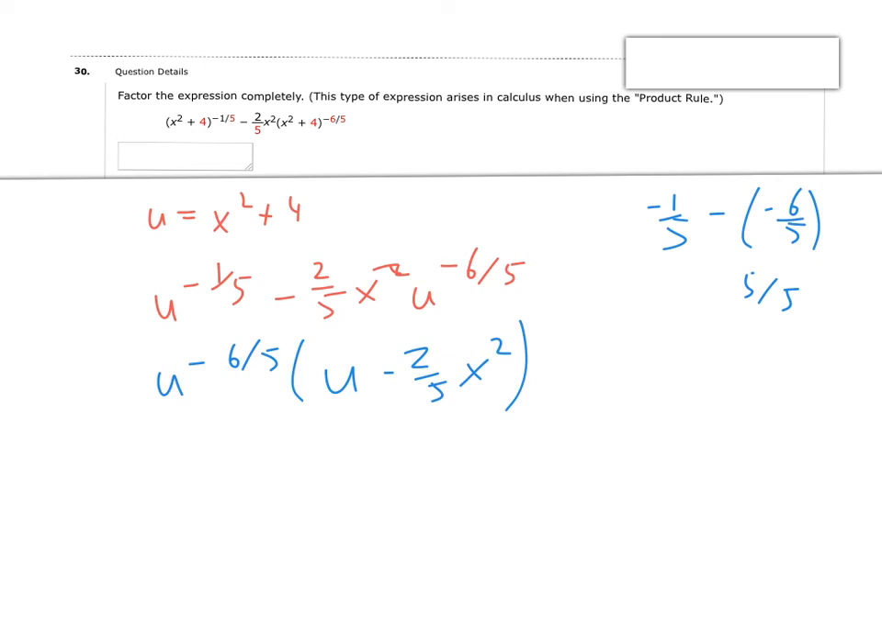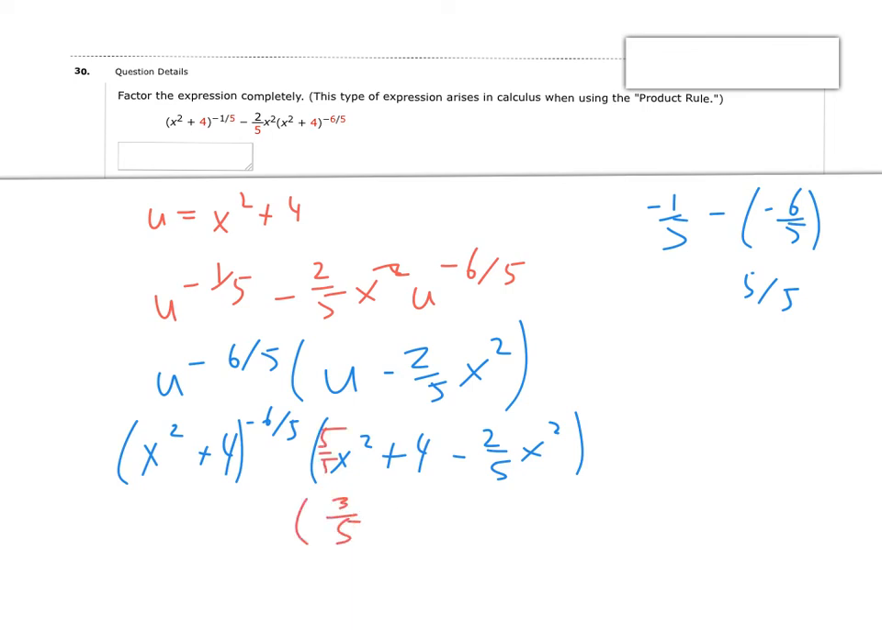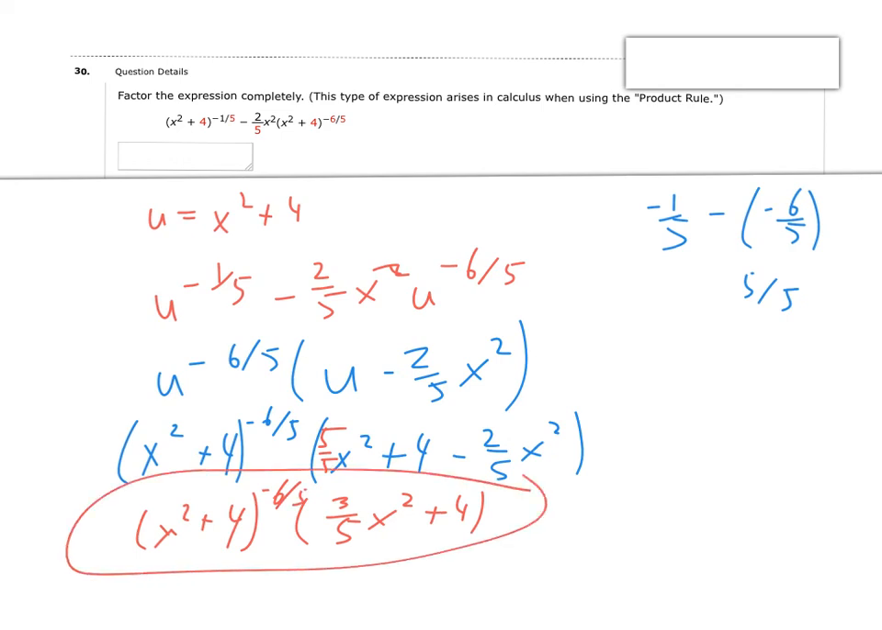Okay, so now I'll reinsert. So now I have x squared plus 4 to the power of negative 6 over 5. And then over here I have x squared plus 4 minus 2 over 5x squared. So I'm going to kind of combine like terms here. I'm going to think this is 5 over 5. So then I can call this 3 over 5x squared plus 4 times x squared plus 4 to the power of negative 6 over 5. So I just leave it like that.